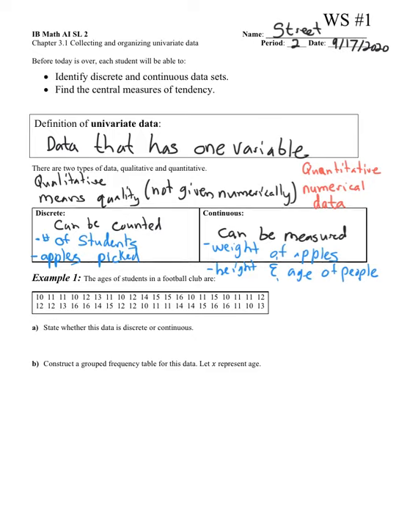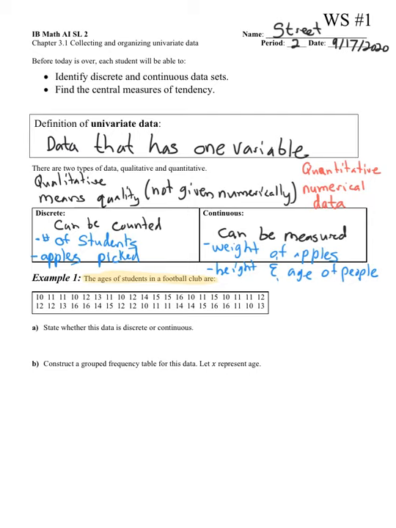So first example says that we're looking at the age of students in a football club, and then I have this long list of ages of students. Okay, state whether this data is discrete or continuous. All right, so first, ages, is that going to be discrete or continuous data? Continuous. Done. Easy. That's it. Okay, told you today's going to be an easy day. Continuous data. All right, so we have to be able to identify that first.